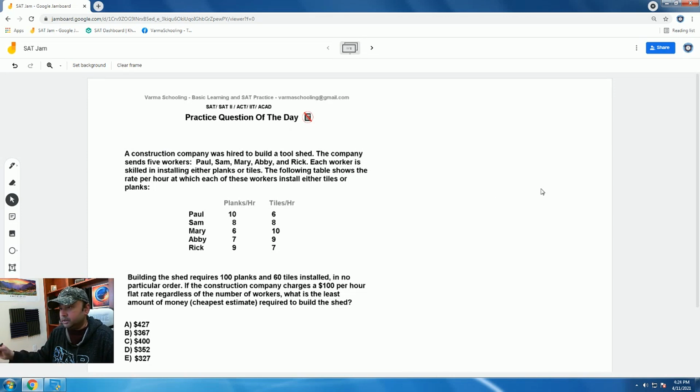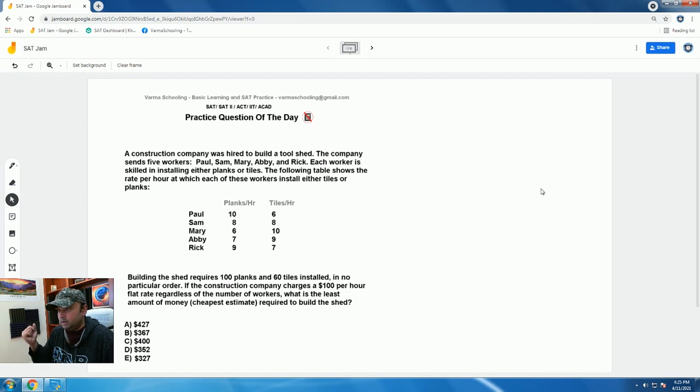Today is solution day, and I had some activity about the worker job time problem. A construction company was hired to build a tool shed. The company sends 5 workers: Paul, Sam, Mary, Abby, and Rick. Each worker is skilled in installing either planks or tiles. The following table shows the rate per hour at which each of these workers installs either tiles or planks. So we have a chart of who does what and how fast.